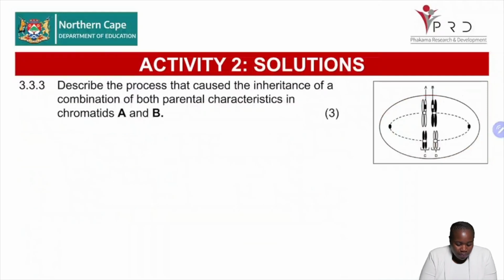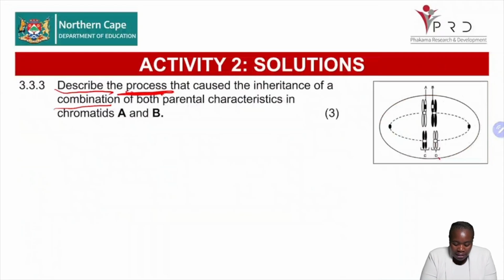Okay, 3.3.3, describe the process that caused the inheritance of a combination of both parental characteristics in chromatids A and D. The process that led to this combination of characteristics in the chromatids, that is crossing over. The process is crossing over. But remember, the question says describe. So you don't just name, you must name and describe. Because they didn't tell you that this is crossing over, you will get a mark for mentioning that it's crossing over and then describing what happens.